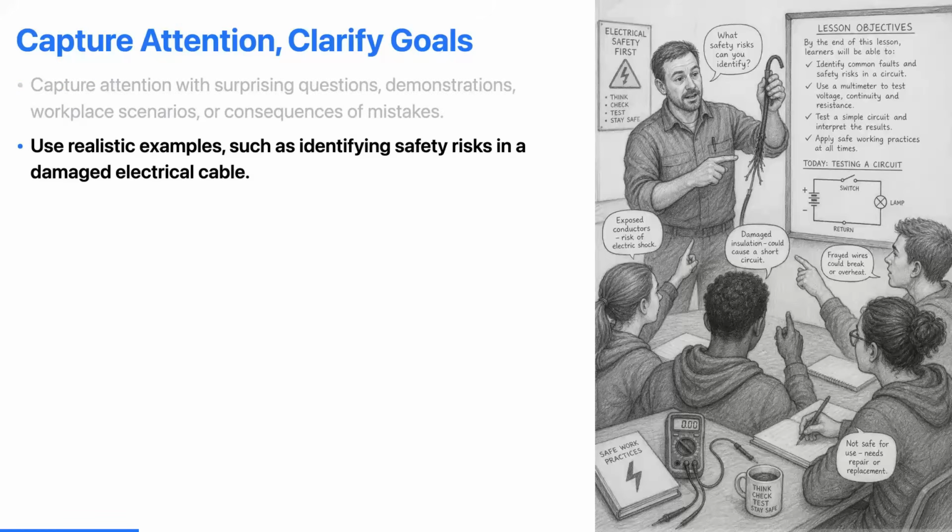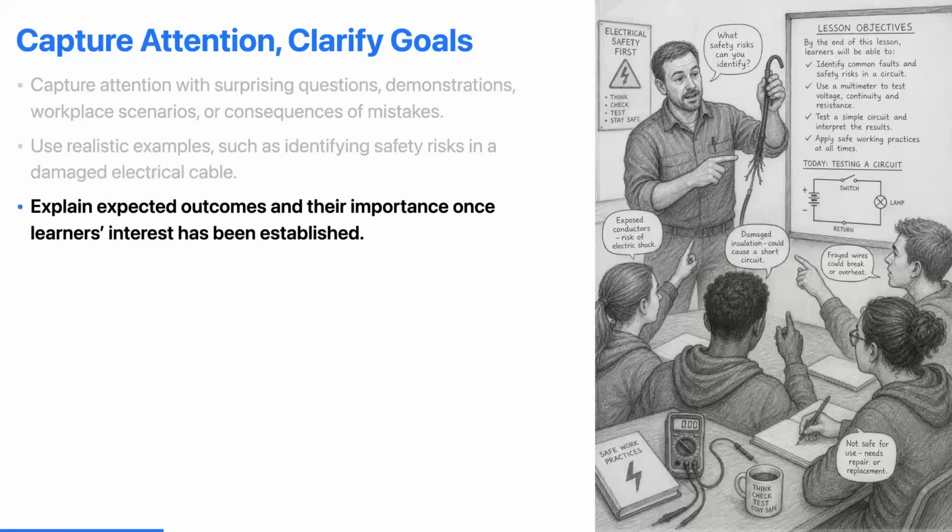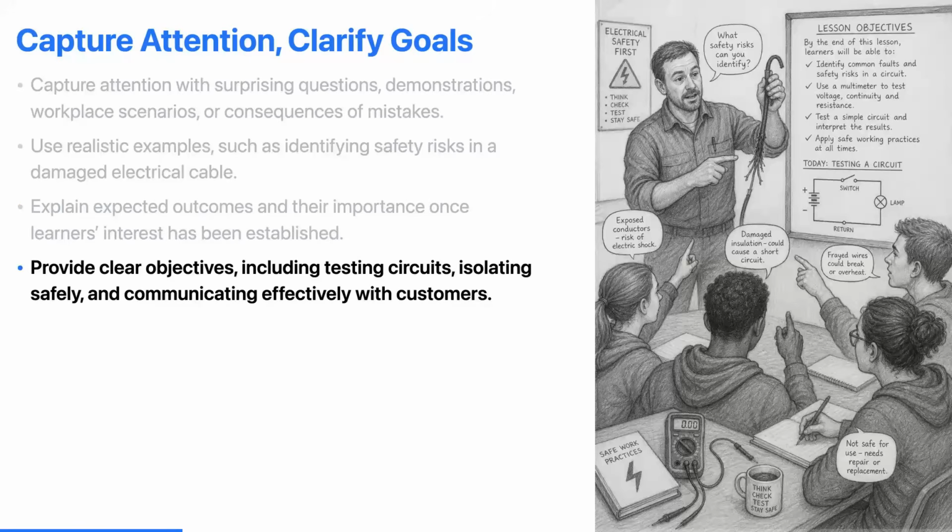For instance, an electrical installation tutor might show a damaged cable and ask learners to identify the safety risks before explaining the day's lesson. Once interest has been established, learners need to know what they are expected to achieve and why it matters. Clear objectives, such as accurately testing a circuit, following safe isolation procedures, or communicating with a customer, give learners a meaningful purpose for their work.